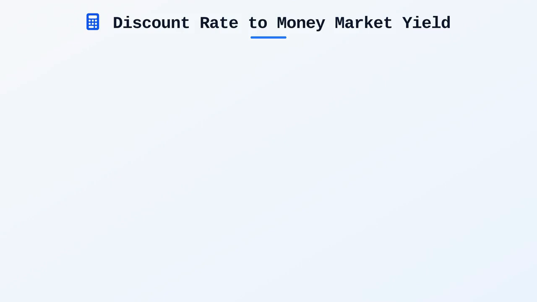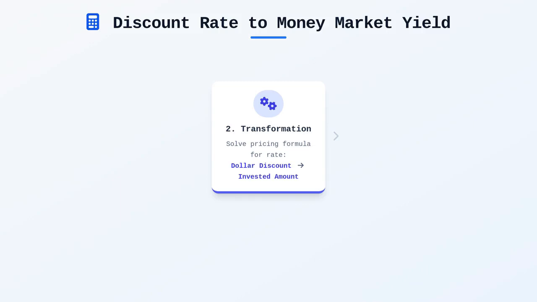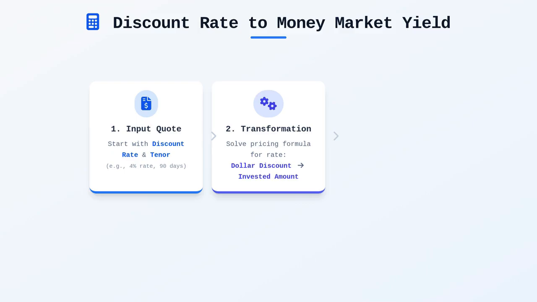To convert a discount rate quotation directly into a money market yield equivalent, we must work through the mechanics of the specific day count convention in use. The transformation is fundamentally a rearrangement of the pricing formula, where we solve for the rate given a known price and tenor. If you have an instrument quoting a discount rate of 4% with 90 days to maturity, you first find the dollar discount and then relate that to the amount invested.